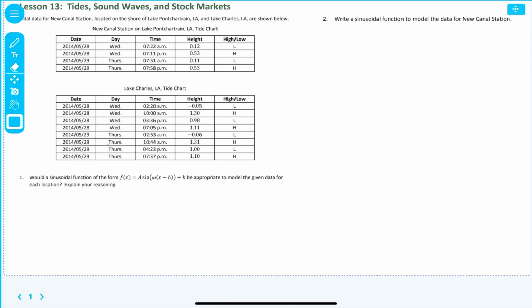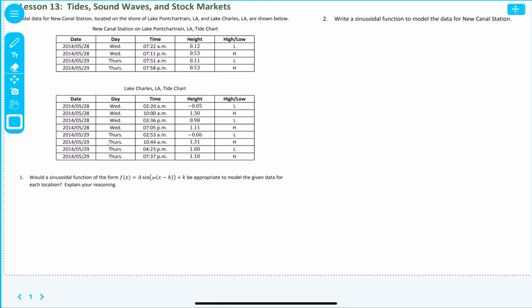All right, Algebra 2, Module 2, Lesson 13. We're talking about sinusoidal functions when it has to do with the tides, sound waves, and stock market. So if you think about sinusoidal functions, what are they always going to have to do? What are they going to do? They're going to repeat, right? They can keep going over and over and over. Time. Think about time. It's going to keep going over and over and over.